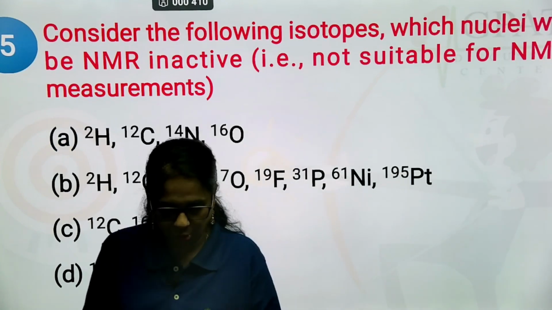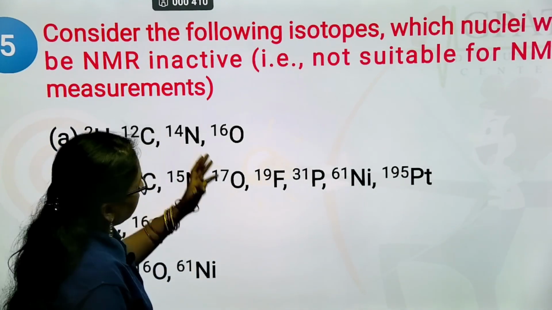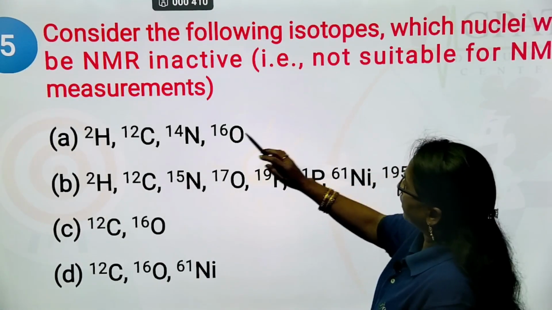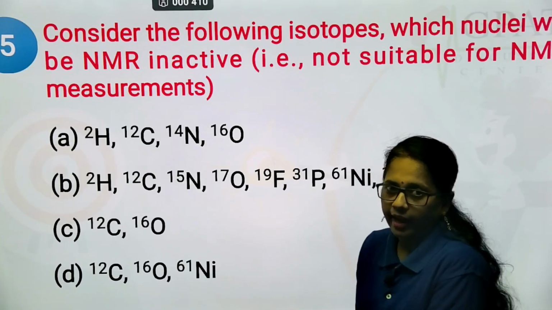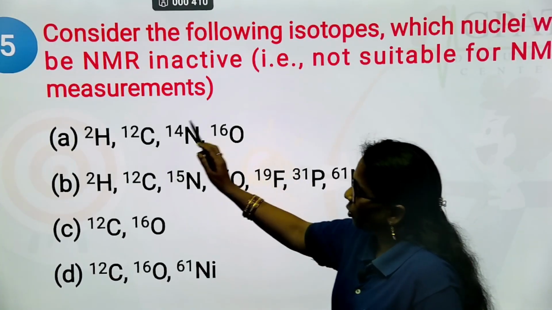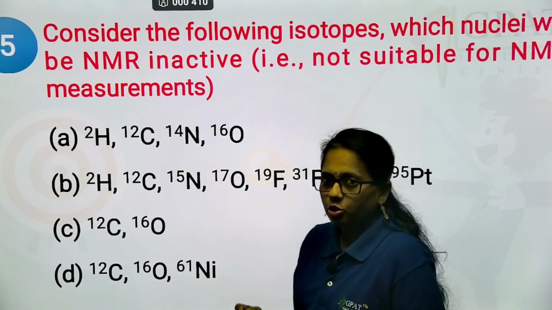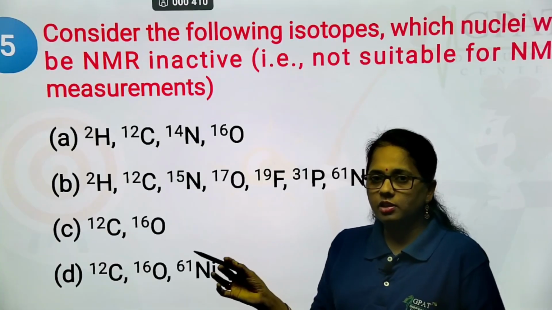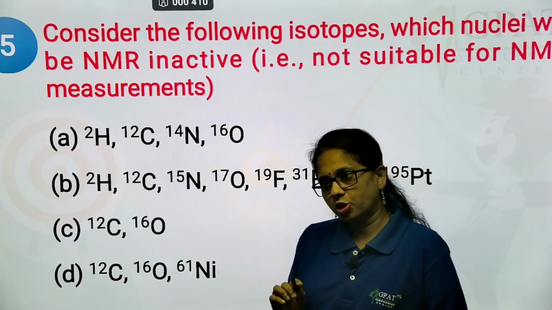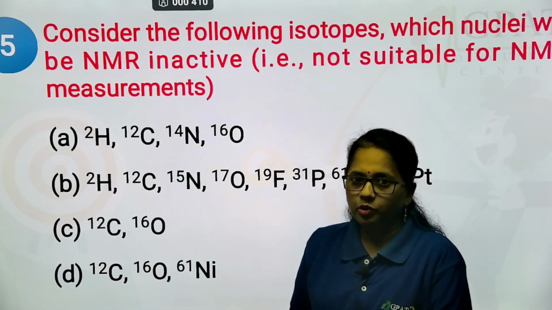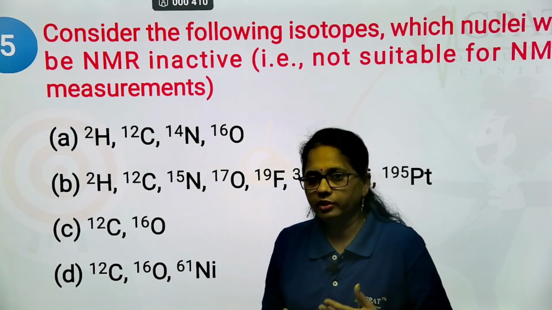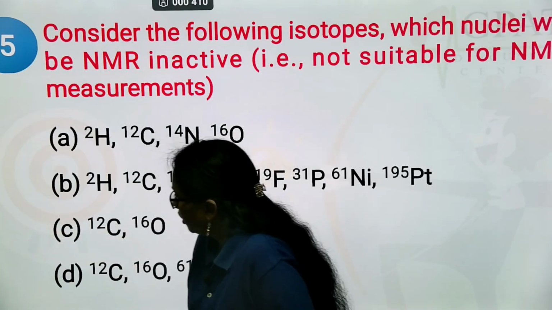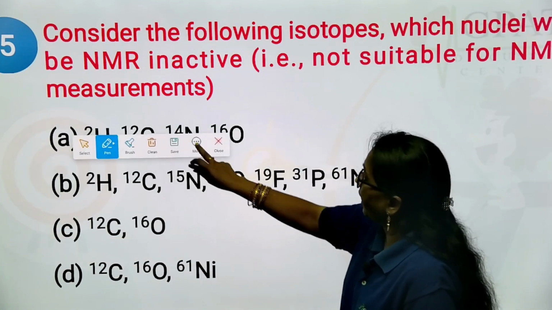Consider the following isotopes. Which nuclei will be NMR inactive? Again the question is related to NMR inactive only, that is not suitable for NMR measurement. Each molecule has a number of atoms, and due to at least one atom it is going to give you the NMR signal. If none of them has an odd mass number or odd atomic number, then definitely you are not going to observe the NMR signal. Let us see which molecule in the given options is NMR inactive.